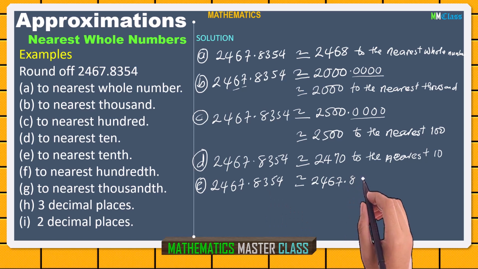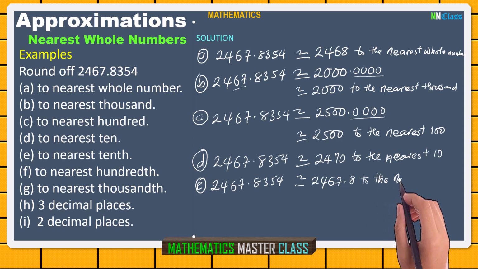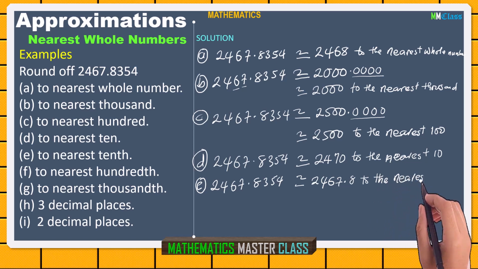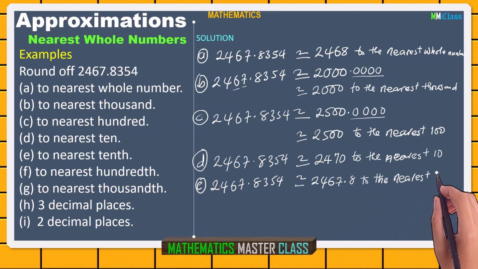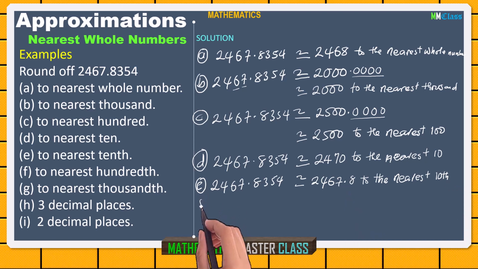This is to the nearest tenth. So this is how to write to the nearest tenth. It's the same thing as approximation to 1 decimal place. Take note of that. Then we come to our f.